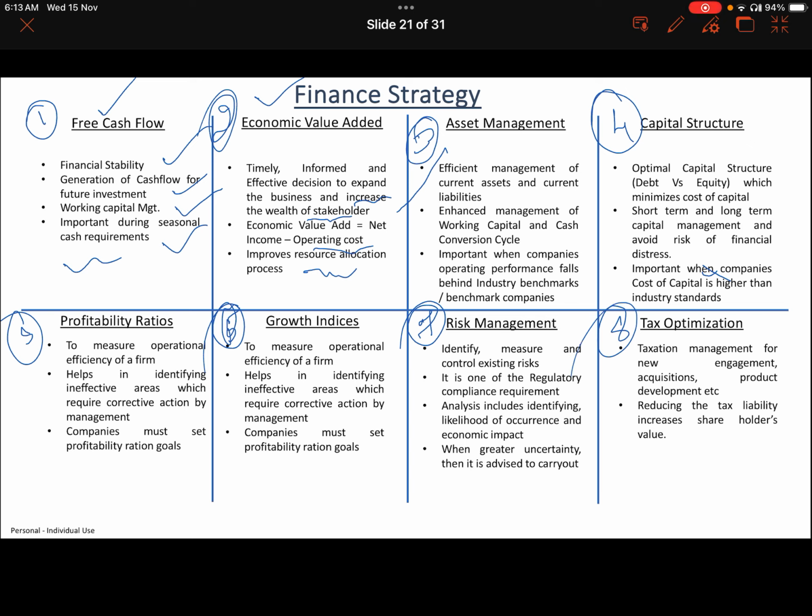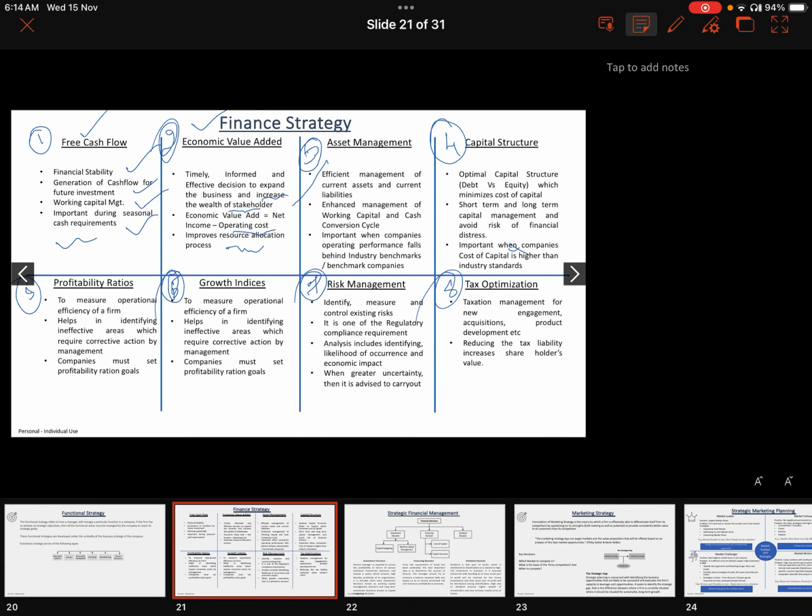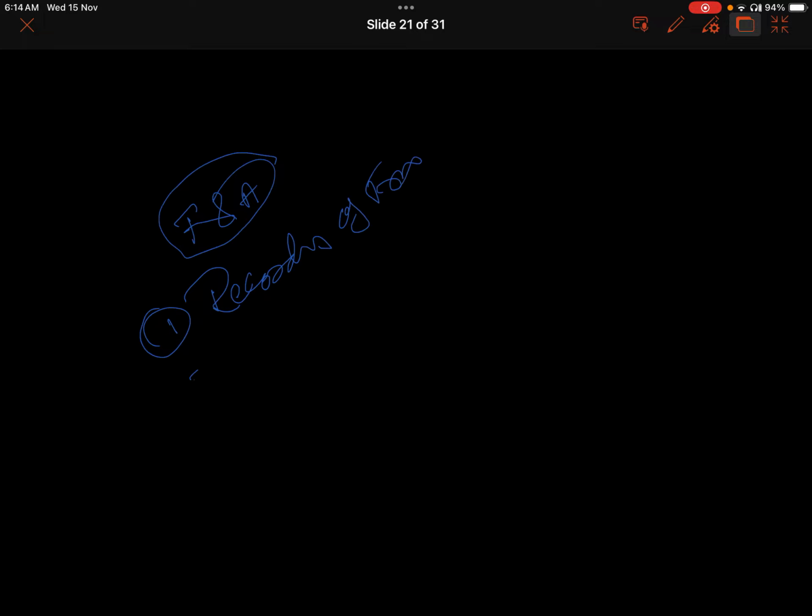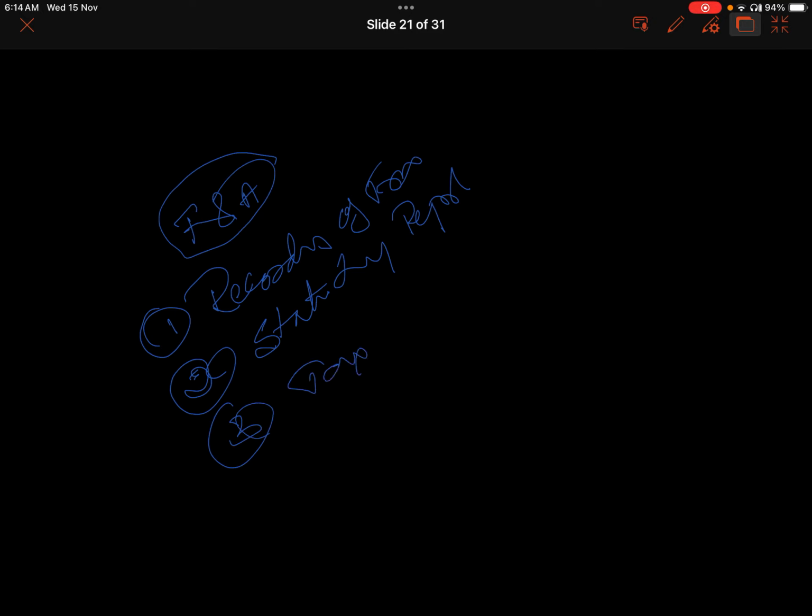And then finally, tax optimization. One of the important functions of finance: if you see finance and accounts, there are a few key functions within finance and accounts. First one, simple recording of transactions. Second one, making statutory reporting. And third one is tax audit and tax management. Then there are many other functions. These are the basic functions of finance and accounts.